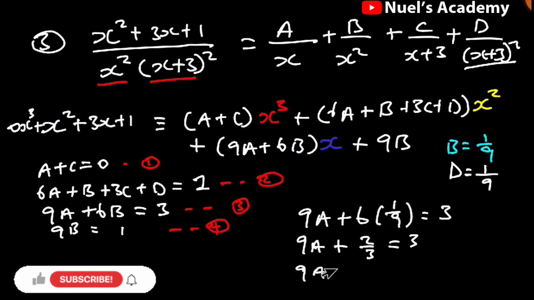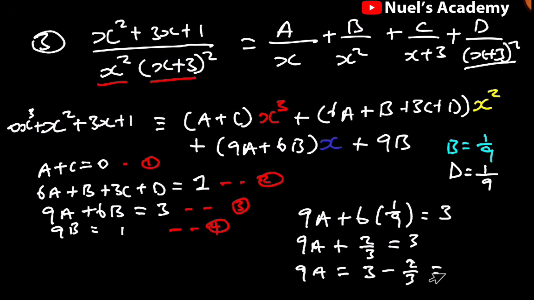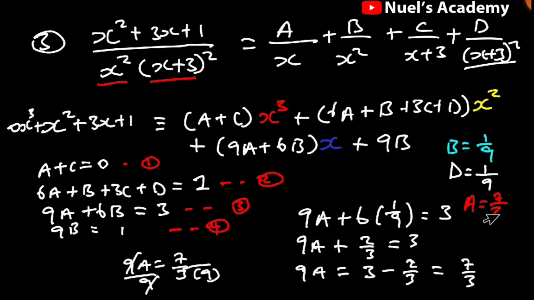So 9a is equal to 3 minus 2 over 3. Now 3 can be written as 9 over 3, right? And 9 over 3 minus 2 over 3 is equal to 7 over 3. So I have that 9a is equal to 7 over 3. Let's divide both sides by 9. Now 9 and 9 will cancel, and a will be equal to 7 over 3 times 9, which is 27. So 7 over 27, that will be the value of a. So a will be equal to 7 over 27.